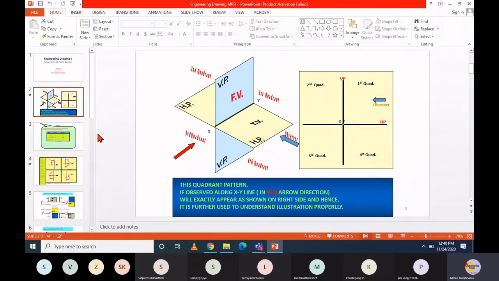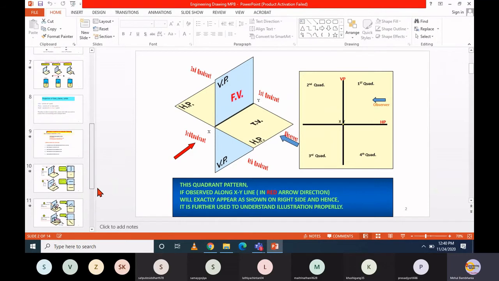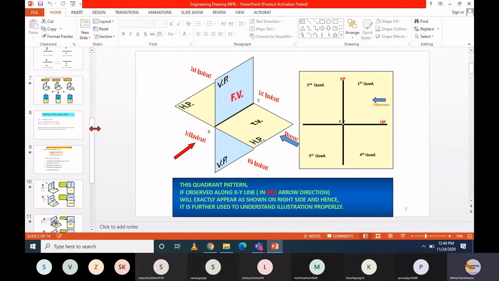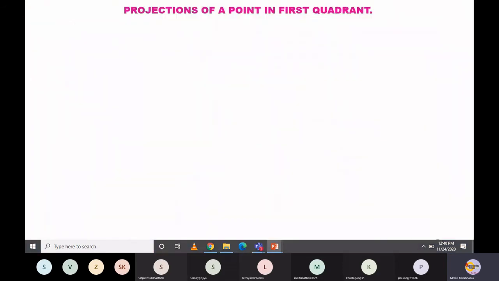So if it is a point, what are the possibilities in which we can put our object? Let's explore those possibilities. Let's find out those possibilities. Now let's consider some point A. In the first possibility, I put that point A with some height above HP, and it is in front of VP.